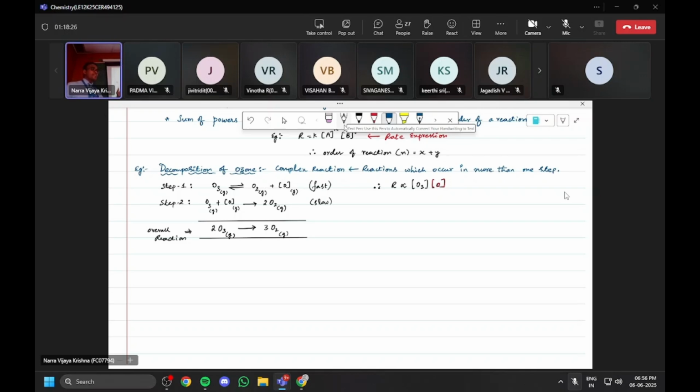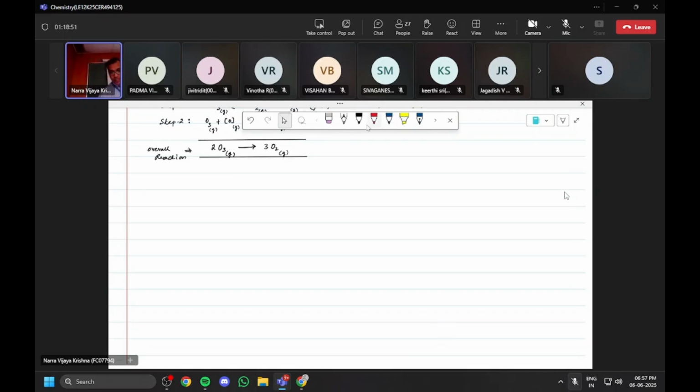Now listen. Reactions which occur in more than one step are called complex reactions. In a complex reaction, whichever is the slowest step, from that slowest step I need to write the rate expression. If the rate expression has intermediates, I need to eliminate them. To eliminate that intermediate, we have two methods. One method is the intermediate formation method.